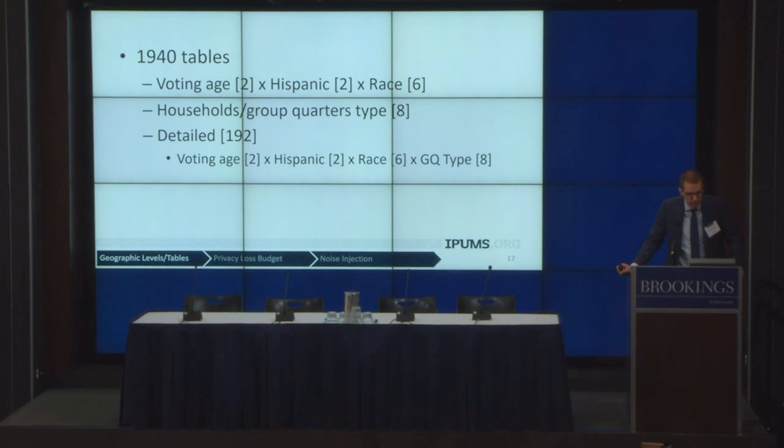They had a voting age by Hispanic by race table. That's a 2 by 2 by 6 table, so 24 total cells. They had a household group quarters table that had 8 cells. So are you in a household? Are you in a college dormitory? Are you in a prison? Are you in a mental institution? Those are the types of group quarters we're talking about. And then they have what they call their detailed table. And that's the fully saturated histogram of all possible variables that go into their differential privacy software. So in this case, we have a 2 by 2 by 6 by 8, so 192 possible cells.